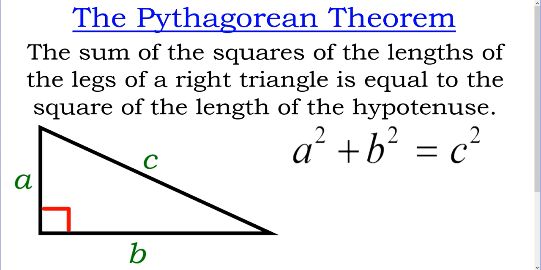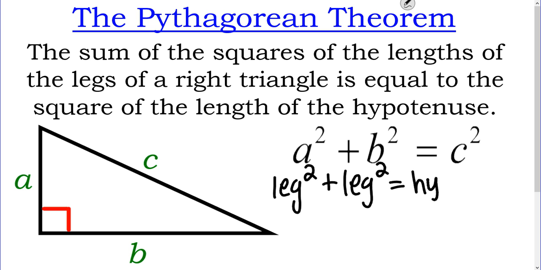So what does the Pythagorean theorem say? It says that the sum of the squares of the lengths of the legs of a right triangle is equal to the square of the length of the hypotenuse. So what that's saying is that a squared plus b squared equals c squared. Well, what is a? A is a leg. Leg squared plus leg squared equals hypotenuse squared.